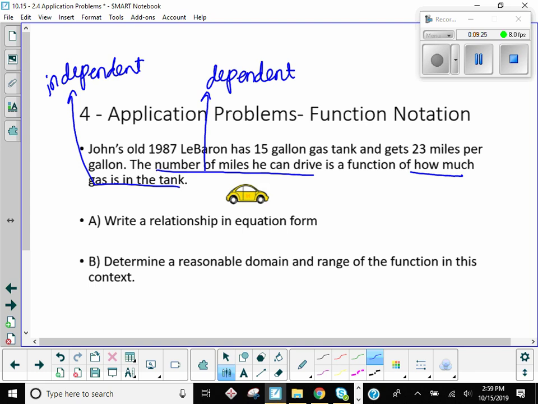So with your function notation, we write it a lot of times like f of x, but just as a general rule, the letter on the outside is representing your dependent information, and the letter on the inside is representing your independent information, okay? Whatever's outside depends on whatever's inside.